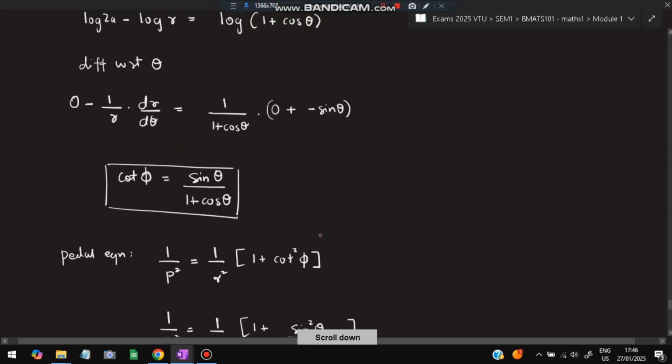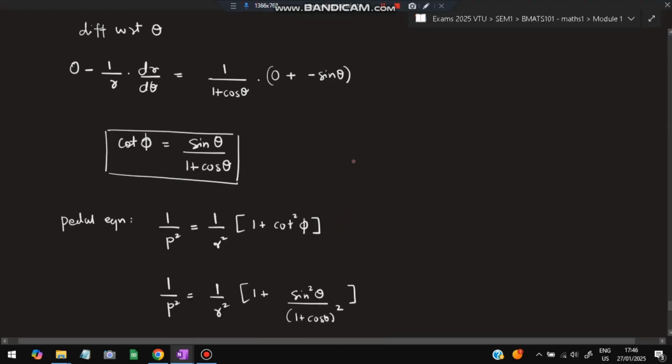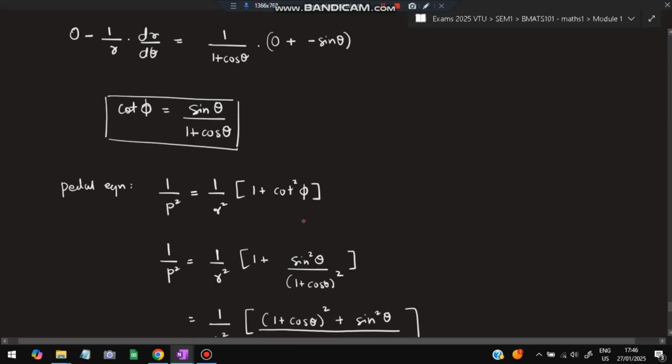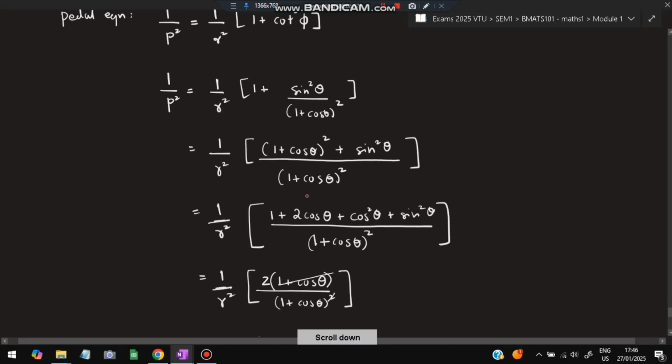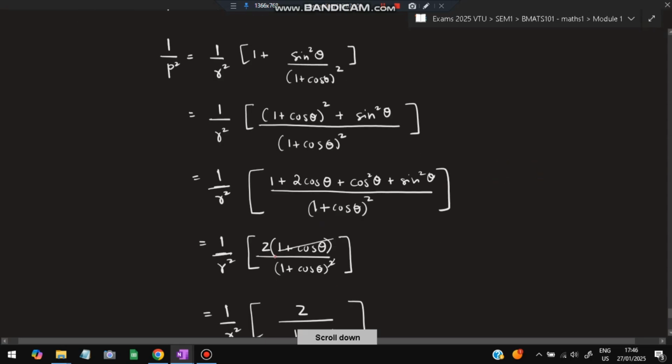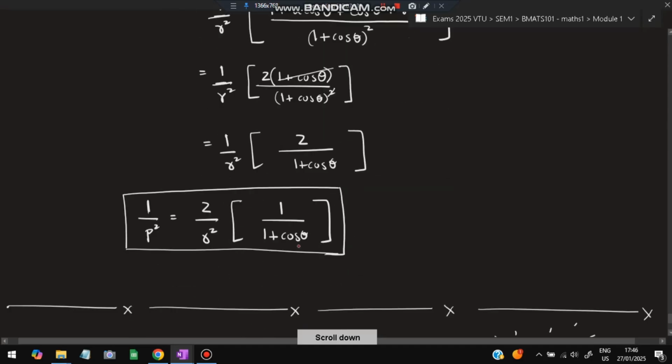The pedal equation we have derived, that is equal to 1 by p square is 1 by r square into 1 plus cot phi. Okay, this equation will be substituting cot phi value. When you substitute that here and we'll be expanding it, again we'll be simplifying it, we'll be keeping denominator as same here, and the numerator will be simplifying. Cos square theta plus sin square theta is 1, so 1 plus 1 is 2, 2 plus 2 cos theta. What is 2 plus 2 cos theta? We'll take 2 as common and it will become 1 plus cos theta. Okay, so this will be written here, and the 1 plus cos theta will be cancelled from the denominator square, so it will become 2 by 1 plus cos theta. Okay, this is the final answer you'll get.